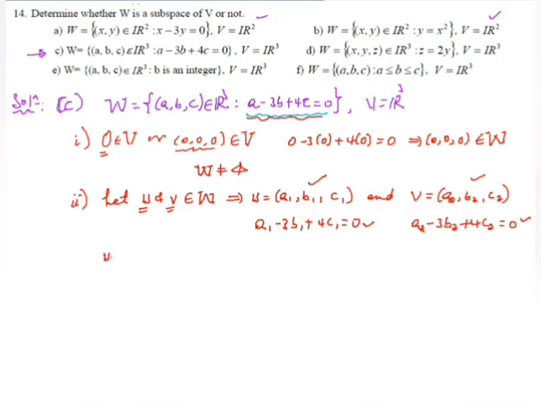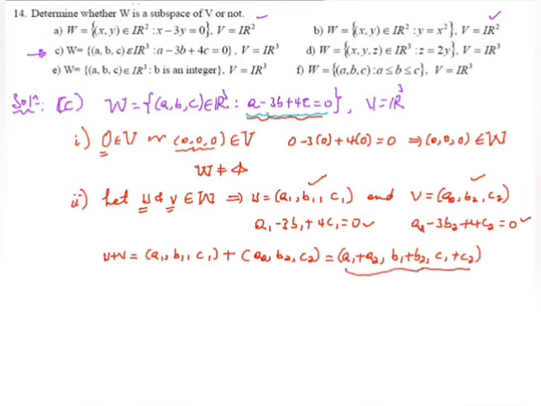Now we will see whether the closure property is satisfied or not. u plus v is (a1,b1,c1) plus (a2,b2,c2), which means (a1 plus a2, b1 plus b2, c1 plus c2). Does this triplet satisfy the condition set here? If it does, closure is satisfied. Let's see what it should look like: the first entry a1 plus a2, minus 3 times the second entry, plus 4 times the third entry must be 0.